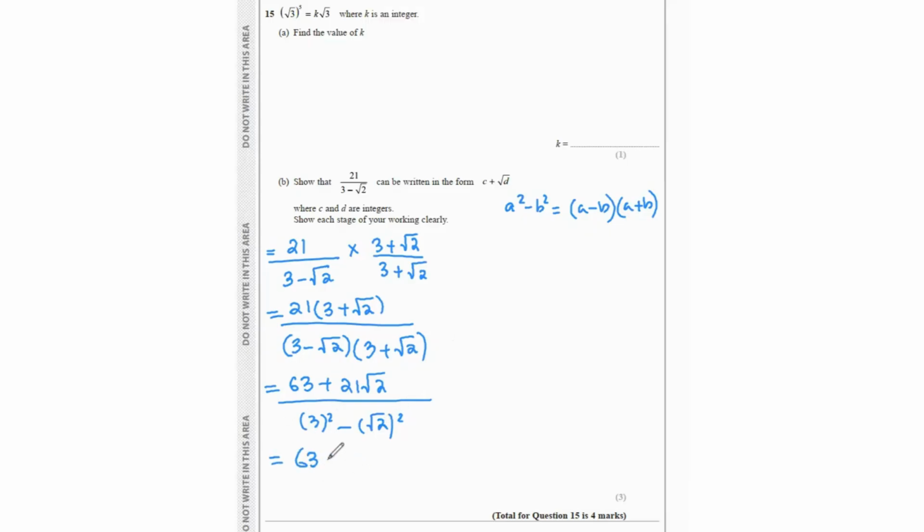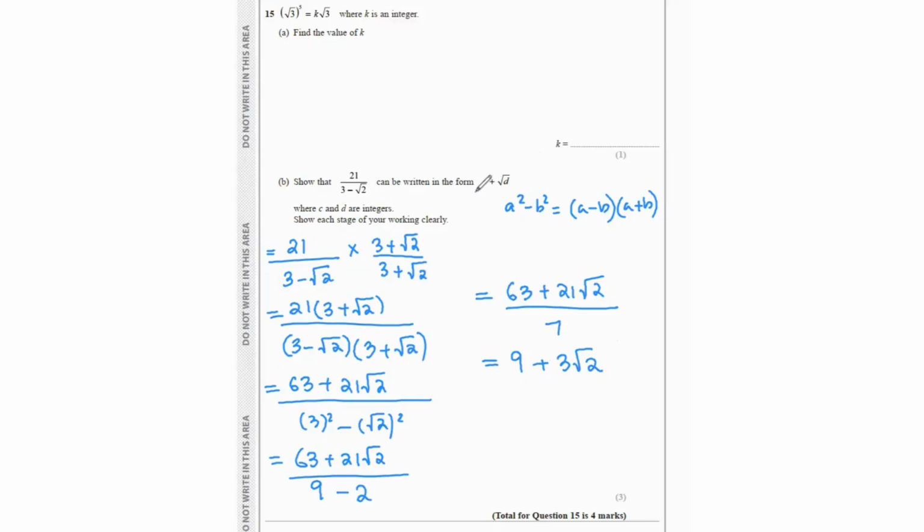So that's 63 plus 21 root 2 over 3 square is 9. Square of root 2 is going to be 2. So 9 minus 2. So 9 minus 2 we know is 7. So it's 63 plus 21 root 2 divided by 7. 63 divided by 7 is 9. 21 divided by 7 is 3. Like I mentioned before, you only divide the number that's outside. Nothing happens to the number that's inside the root.